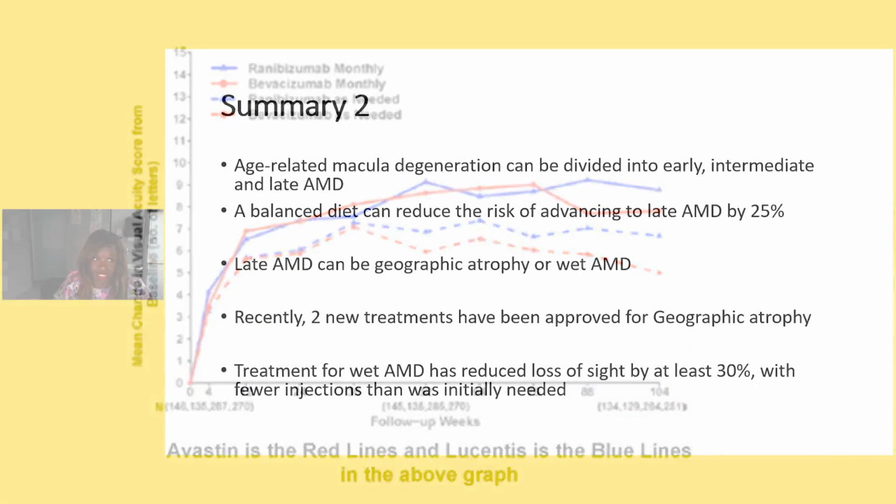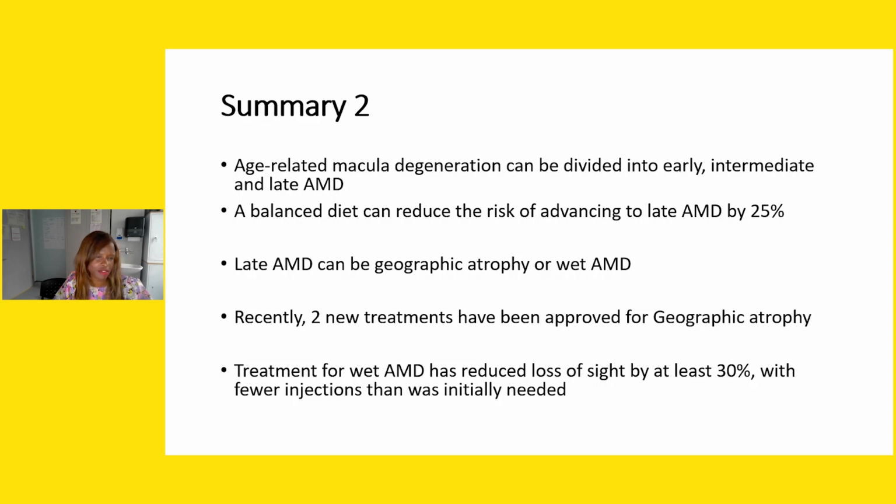So just to summarize this segment, age-related macular degeneration can be divided into early, intermediate, and late age-related macular degeneration. We discussed that a balanced diet can reduce the risk of advancing to late AMD by 25%. And by that balanced diet, I mean that and an AREDS2 supplement. Late age-related macular degeneration can be divided into geographic atrophy or wet age-related macular degeneration. We now have 2 new treatments that have been approved for geographic atrophy in the United States, and in the UK, they're still being considered by NICE.